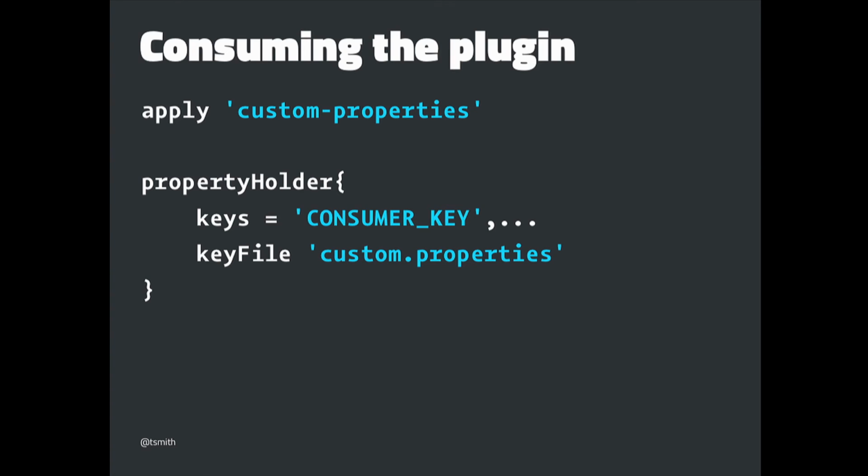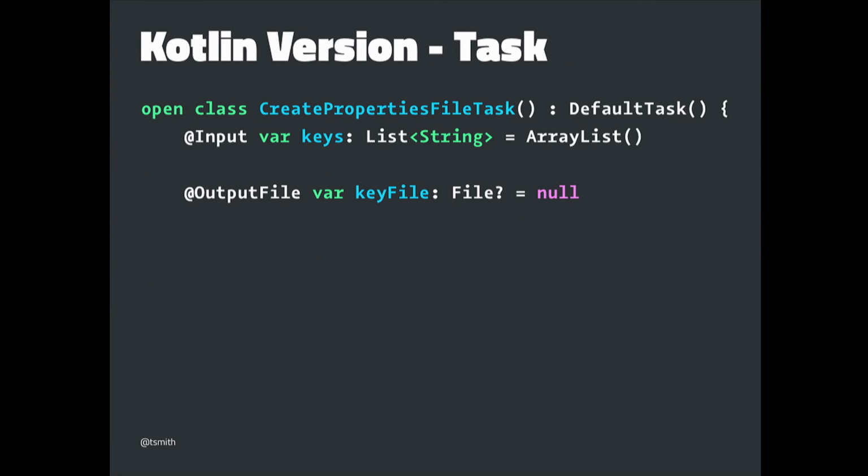Here we can see how you would use the plugin in your build script. So there you have it, our Gradle plugin in Groovy, simplifying your use of web API keys for your requests. Now let's see what that could look like in Kotlin. Here's the syntax that you should be familiar with from the earlier introduction and some of the other talks.